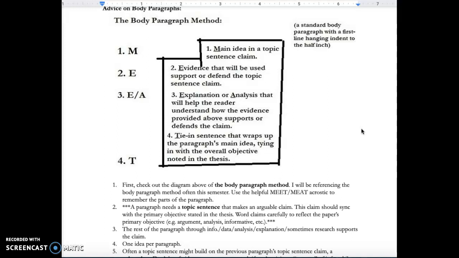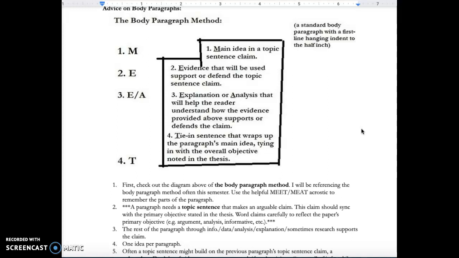in the topic sentence. And some people would give A for the third letter, which would stand for analysis, but I think E is a little more plain spoken. That's the portion of the paragraph where you're explaining how the evidence supports the topic sentence.